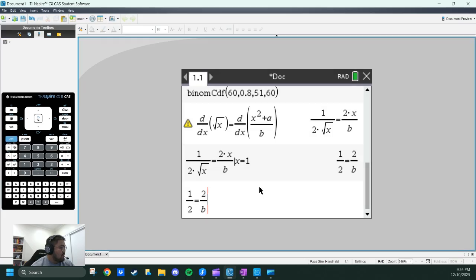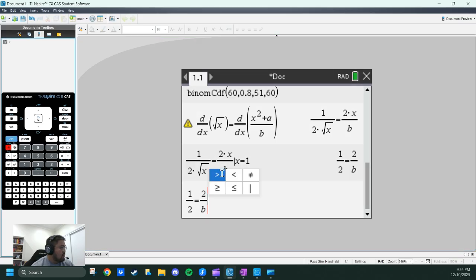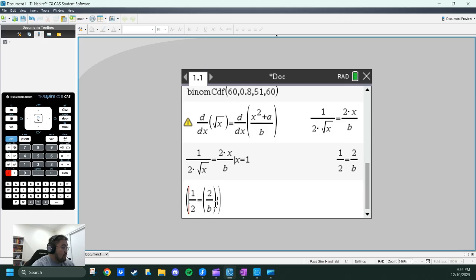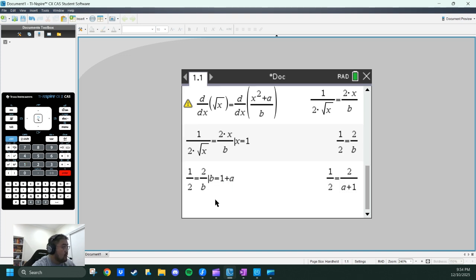I'm going to say given. Let's see if this works. We're probably better off just doing this algebraically from this point. And what did we calculate before? Given that b is equal to 1 plus a. Doesn't really solve anything for us.